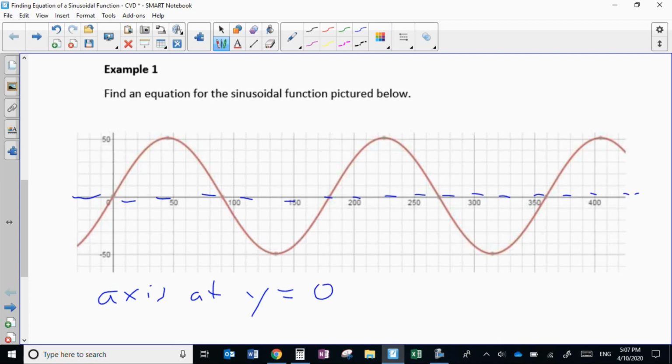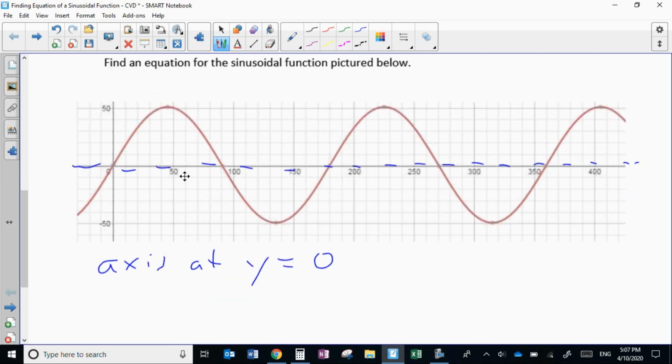Remember, you can also find an axis by taking the max plus the min and dividing by 2, but I can do that in my head here. I can see that that's the halfway point pretty easily. The amplitude is equal to this value, or this distance right here, which is also clearly 50.